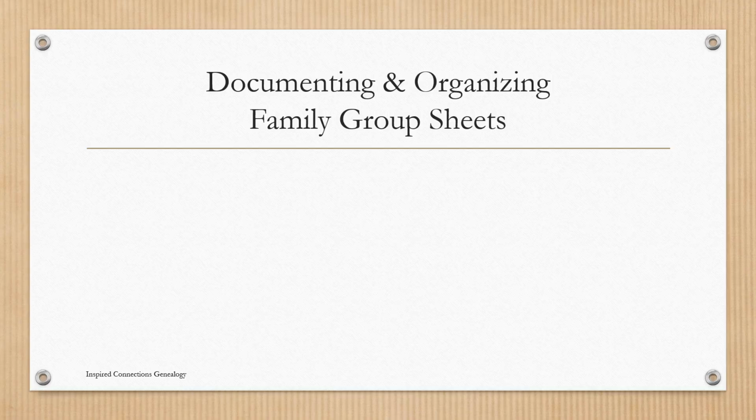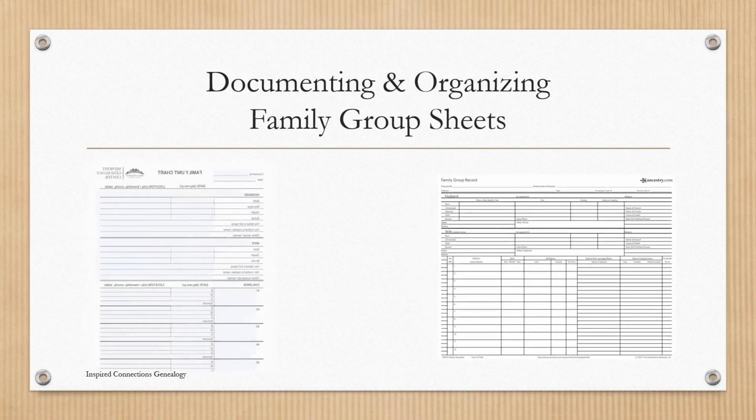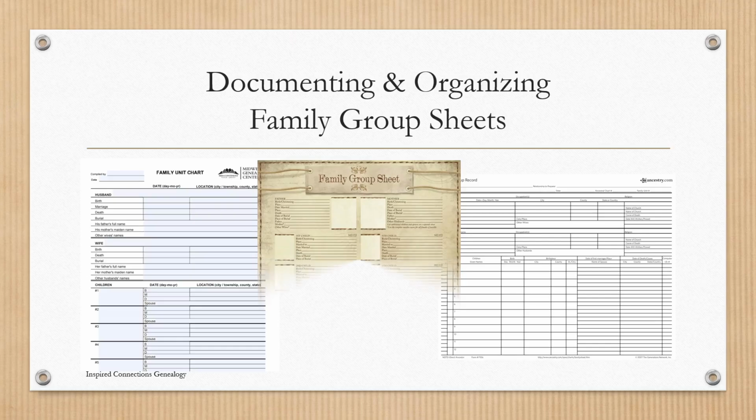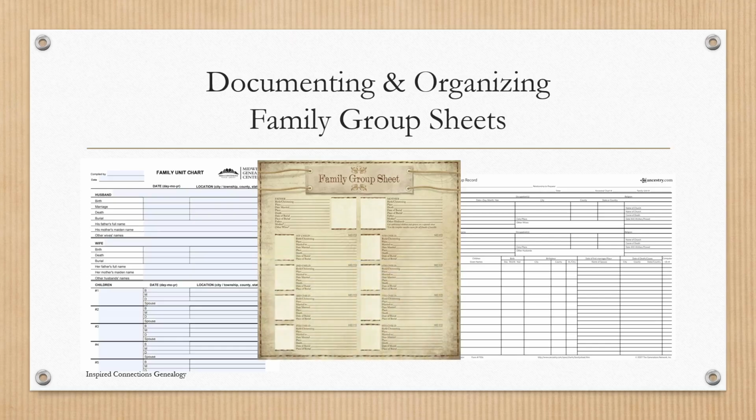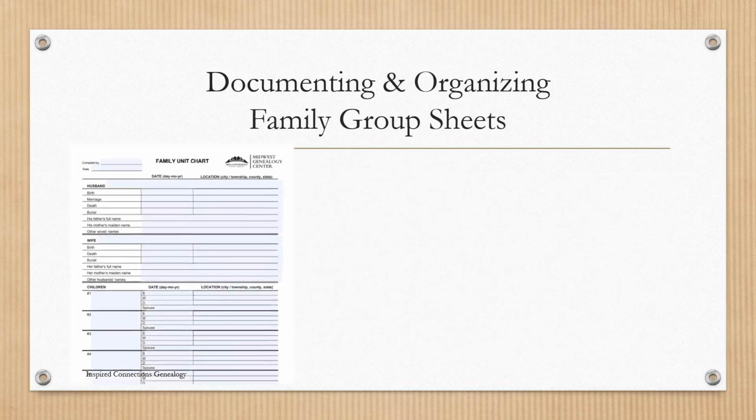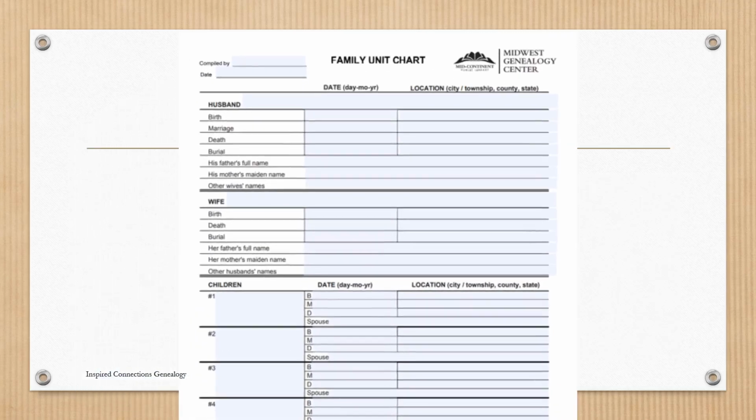Next, we're going to talk about family group sheets. Again, just like with the pedigree charts, there are a number of different styles. They're all kind of basically the same, but some of them collect a little bit different information. We're going to take a closer look at this one. It's called a family unit chart, but it's the same thing as a family group sheet. And it came from the Midwest Genealogy Center in Independence, Missouri.